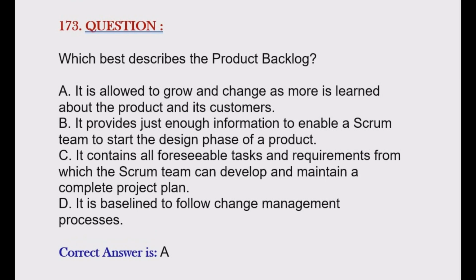Question is, which best describes the product backlog? Option A, it is allowed to grow and change as more is learned about the product and its customers. Option B, it provides just enough information to enable a Scrum team to start the design phase of a product. Option C, it contains all foreseeable tasks and requirements from which the Scrum team can develop and maintain a complete project plan. Option D, it is baselined to follow change management processes. Correct answer is option A.